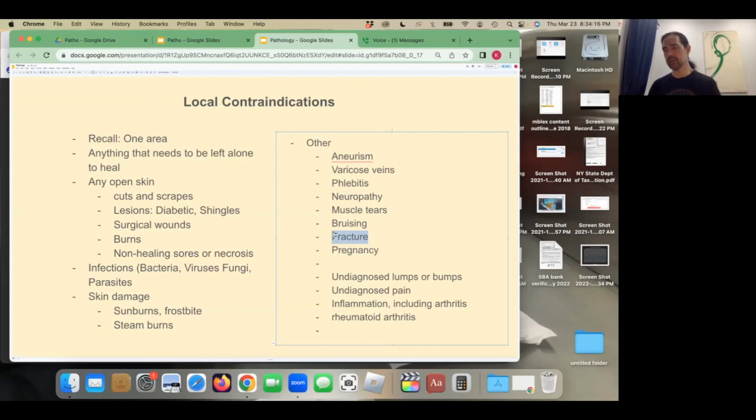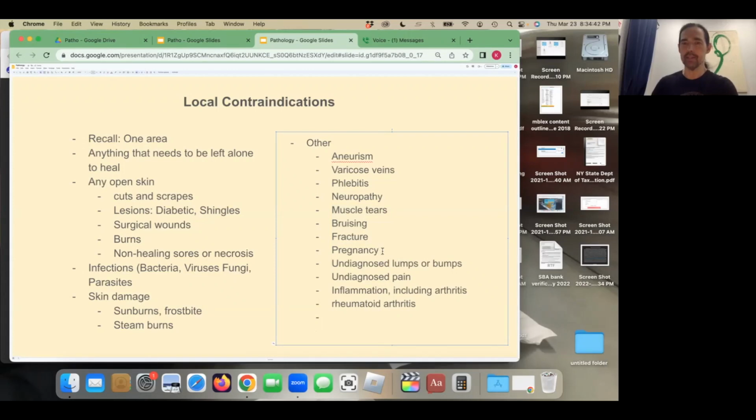If someone has, let's say, a fracture, true story, in their pinky, in that case, it's fine to work on the forearm and the shoulder and the neck and all that, to work on that side. That's okay, but you have to use your discretion clinically. Sorry, I'm veering off. I'm off topic now. I'm into clinical rather than test prep. Muscle tears, bruising, and fracture.